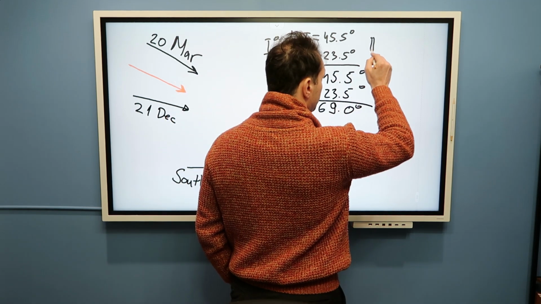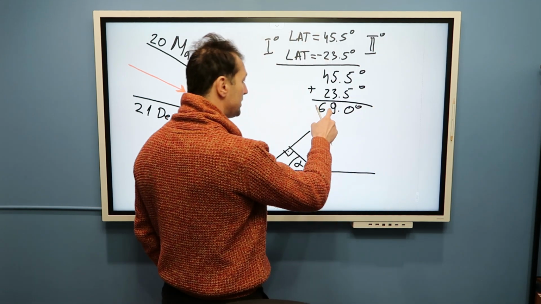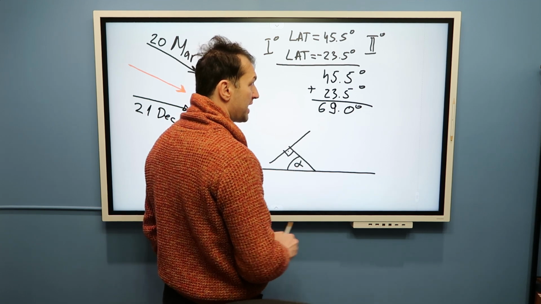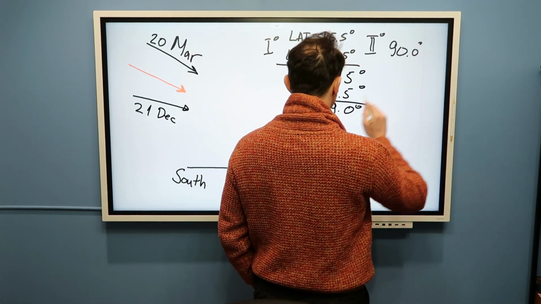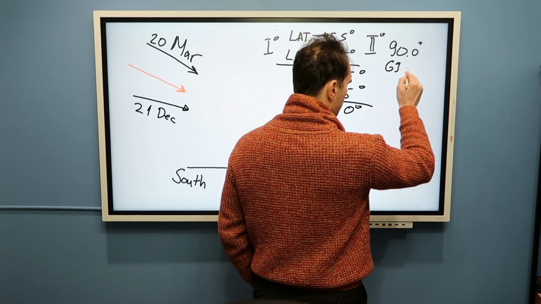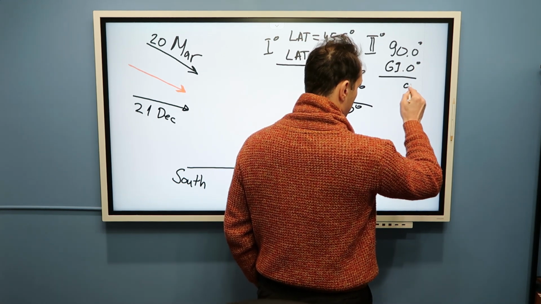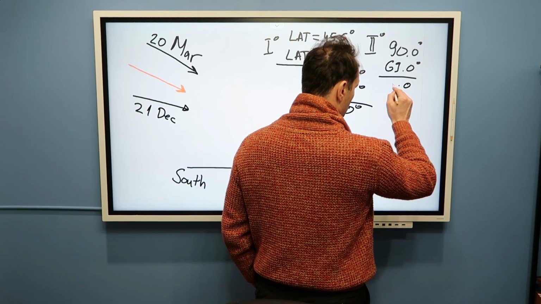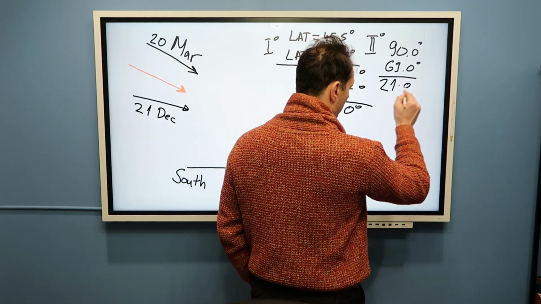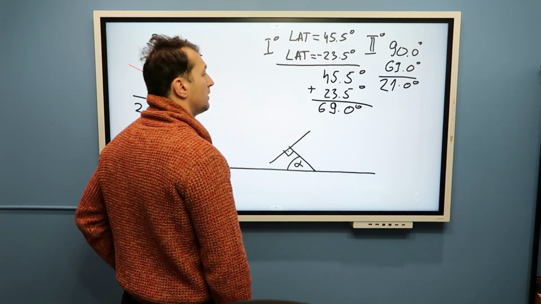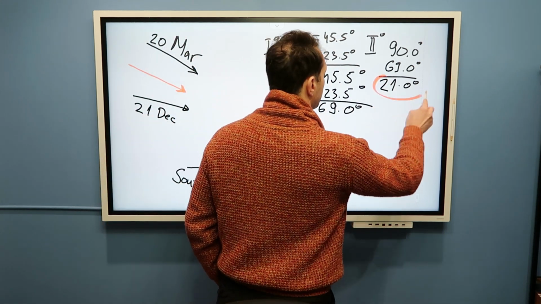Step number 2. Subtract this number from 90 degrees. 90.0 degrees minus 69.0 degrees. So that is 0.9 to 10 is 1. 6 and 1 is 7, up to 9 is 2. So the answer is 21 degrees.